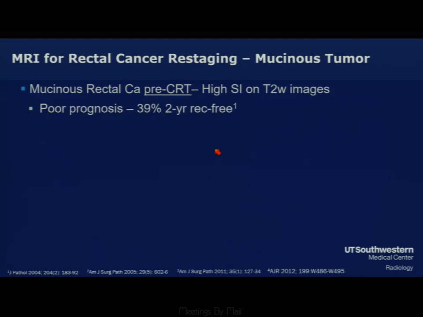A brief slide about mucinous rectal cancer. This is important because these tumors have poor prognosis. They are high signal intensity on T2-weighted images. So if you have a mucinous tumor pre-CRT, this already bodes a poor response. But now let's see the patterns of response after chemoradiation.